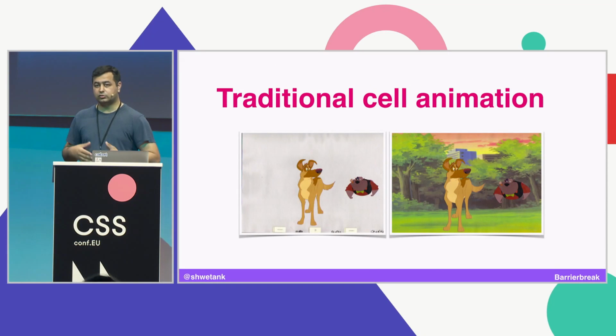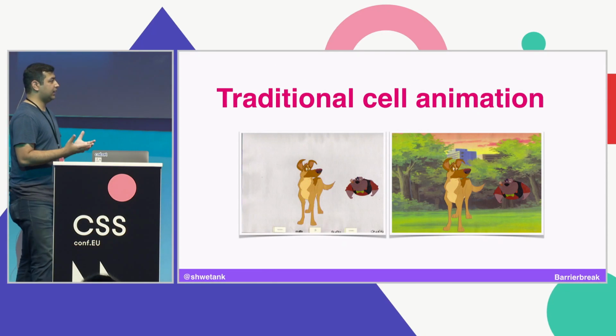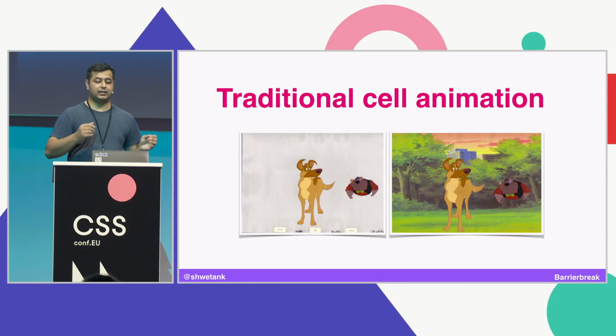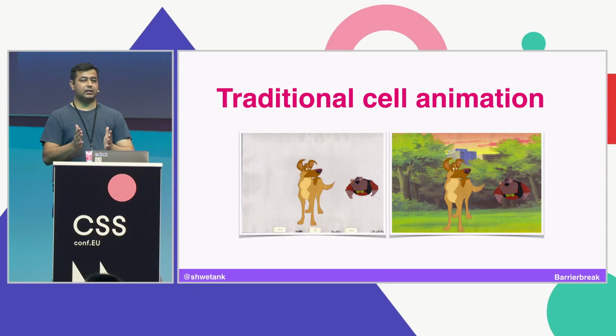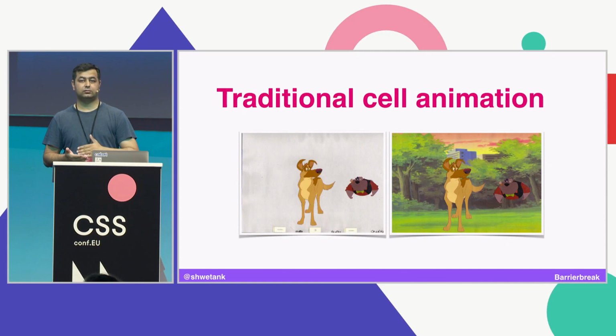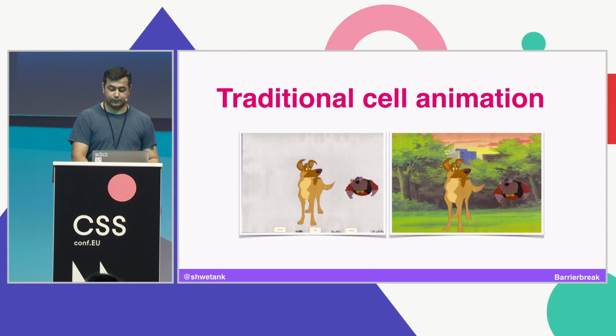So a lot of these animations were done like this, where the character animations were done by one team, and then the background animation or background painting was done by some other team in parallel, and then the final result was basically just putting those layers on top of each other. So this was basically an early form of what we call compositing.